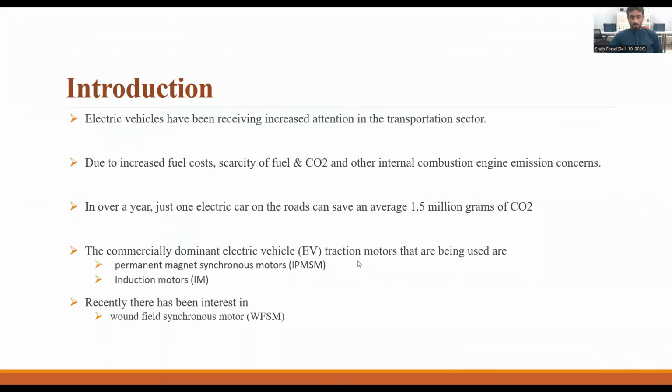Introduction: the world has recently shown increased attention towards electric vehicles, due to increased fuel cost, security of fuel, carbon dioxide, and other internal combustion engine emission concerns. In a year, just one electric car on the roads can save an average of 1.5 million grams of CO2. The commercially dominant electric vehicle traction motors are permanent magnet synchronous motors and induction motors. But recently there has been interest in wound field synchronous motors.